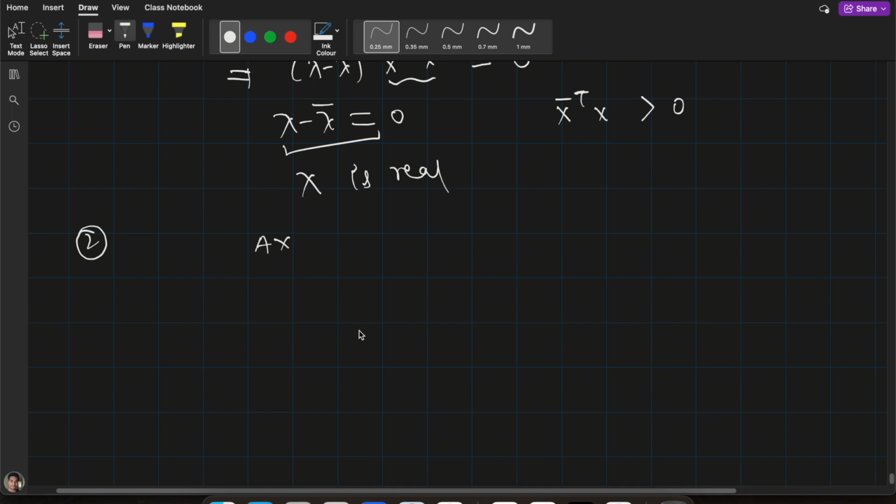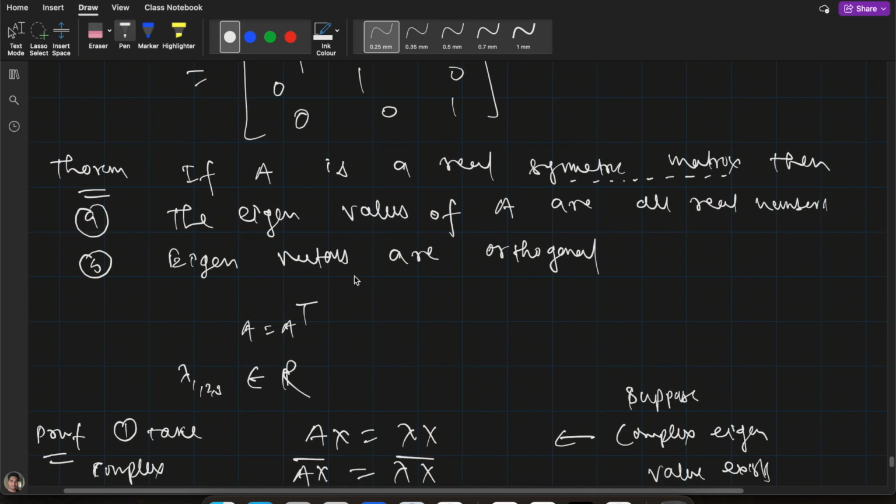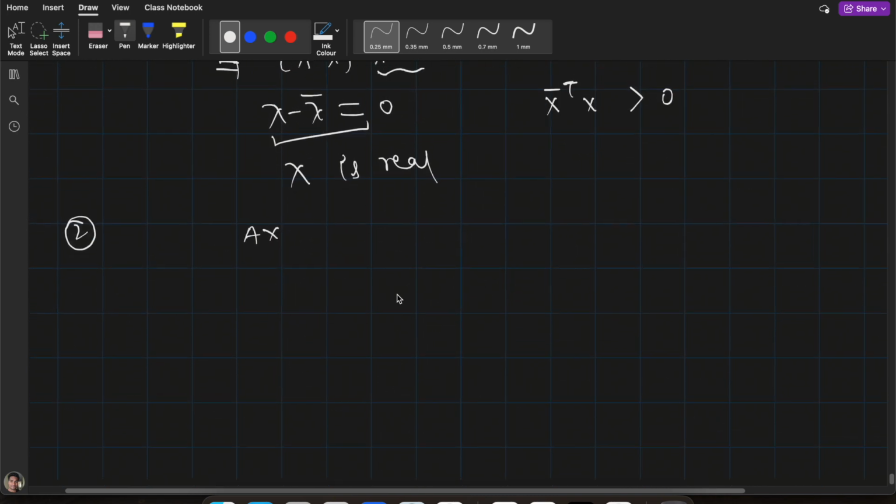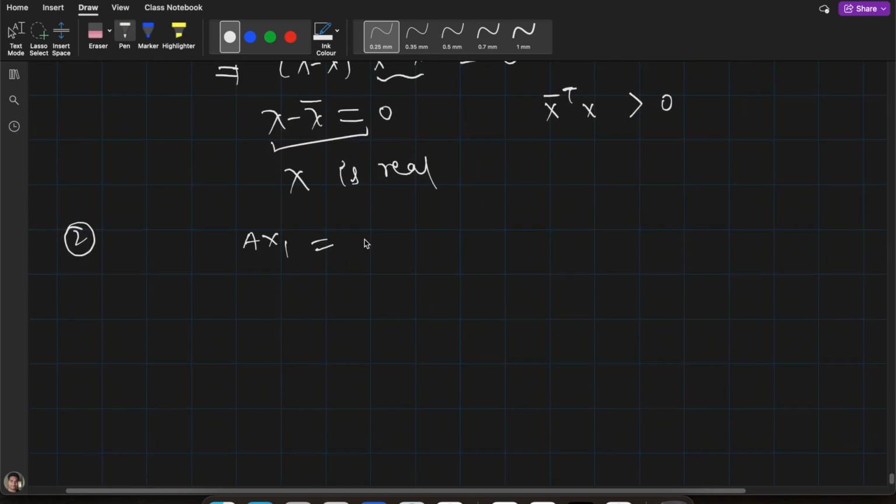Ax equals lambda x. What was the second statement? All eigenvectors are orthogonal. So let's take one eigenvector, corresponding to eigenvalue lambda 1, x1. Now take the transpose of both sides. So that will be x1 transpose A transpose equal to lambda 1 x1 transpose.